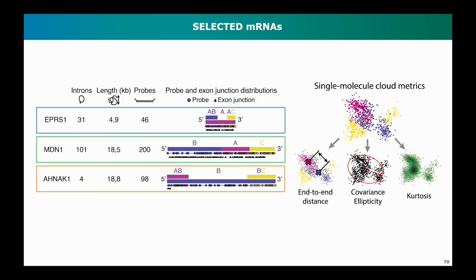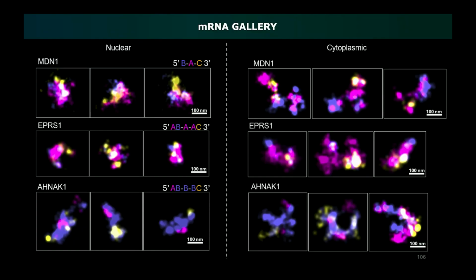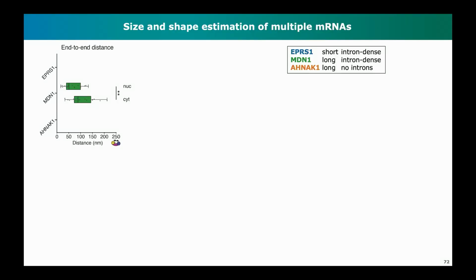We want to get morphology. We want to get the end-to-end distance to compare to classical smFISH, what you will get out of that, and covariance and high order moments as well. The galleries of particles look like this, so not so easy to do by eye.